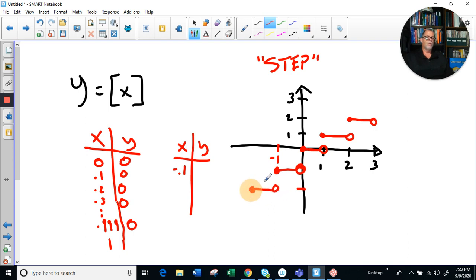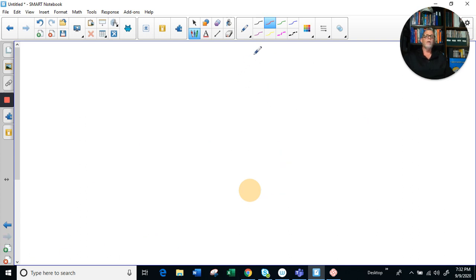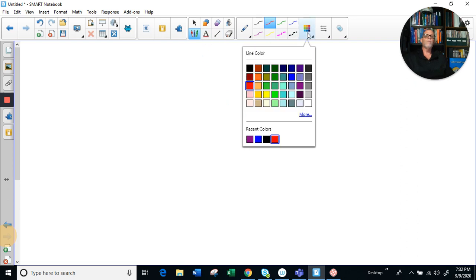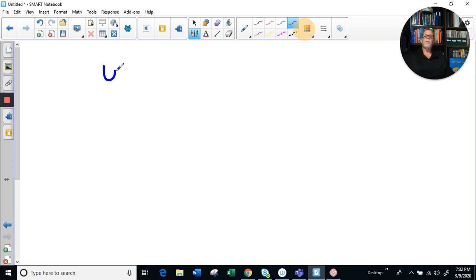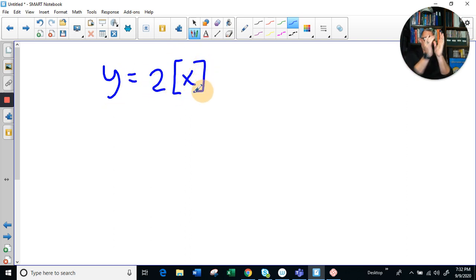Let's do another one. If we do another one, let me change my color first. Let's get another color. Let's do y equals 2 times greatest integer x. Well, what happened before? When we did 2 times absolute value of x, it got steeper, right? It went narrower on the v. Well, let's see what happens here. I kind of want you to guess. If it got narrower as the greatest integer, what do you think might happen? When we do this in class, I usually have people try to draw it first. So try to visualize what that would look like, and then let's start to draw it.